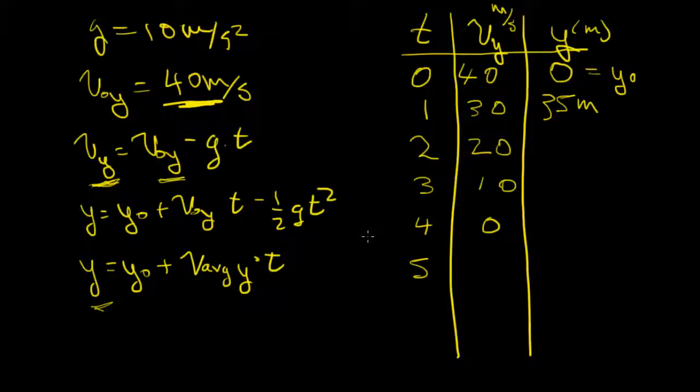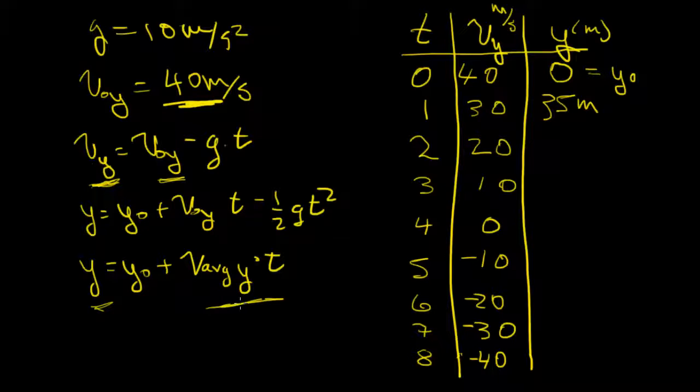At 5 seconds, this becomes 40 meters per second minus g times 5 seconds. That's just minus 10 meters per second. Similarly, 6 is minus 20, 7 is minus 30, and 8 is minus 40. And so I can just use this equation now, my average velocity times time, to get my position.